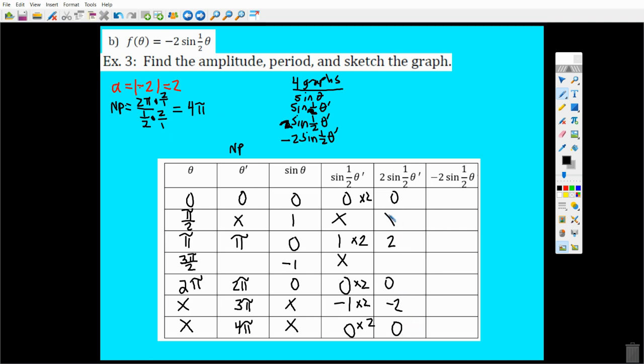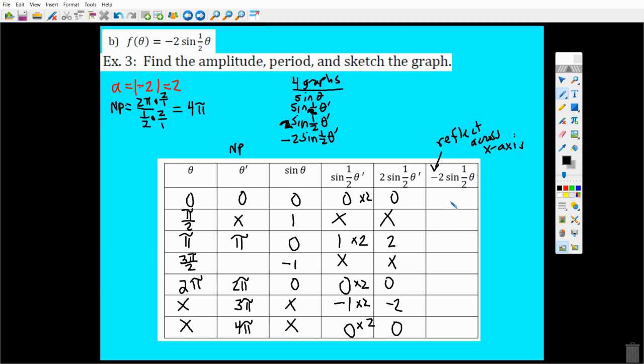And again, these spaces represent the pi over 2 and the 3 pi over 2, which is, again, not the main quadrant for this new graph, okay? All right, and finally, the only thing is this negative. That's a reflection across the x-axis, right? So we're going to reflect. So that represents a reflection across x-axis.